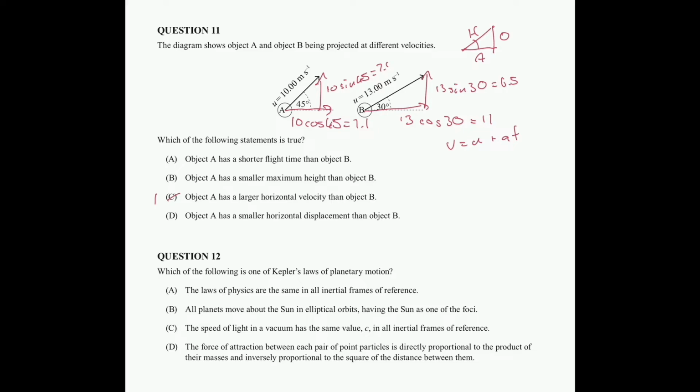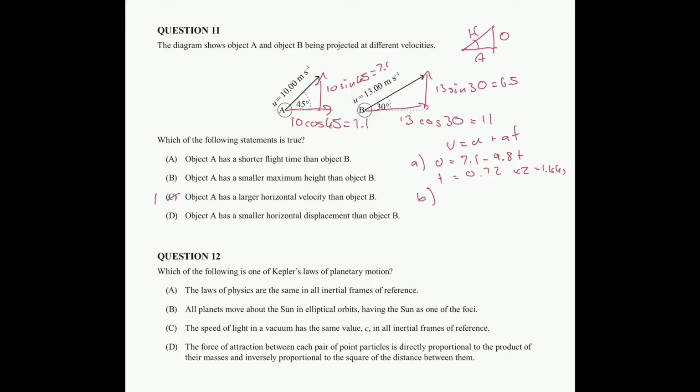So for object A, we have V0, the initial velocity, equal to 7.1, minus 9.8 because gravity is working in the opposite direction, multiplied by time. We can rearrange that and we get time is equal to 0.72. We're going to multiply that by 2. That ends up getting us our total flight time of 1.44 seconds.